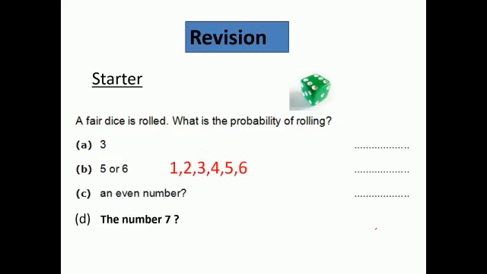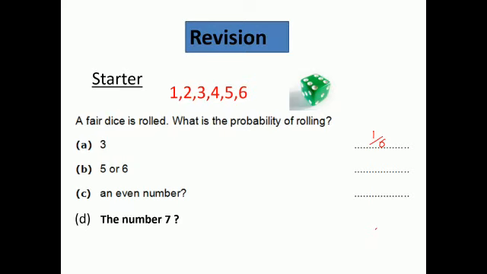In the die, there are 6 numbers, 1 to 6. What is the probability of getting 3? You can see only one 3 is there. So, the answer is 1. And the total number of faces, outcomes, is 6. So, we can write the probability of getting 3 is equal to 1 by 6.